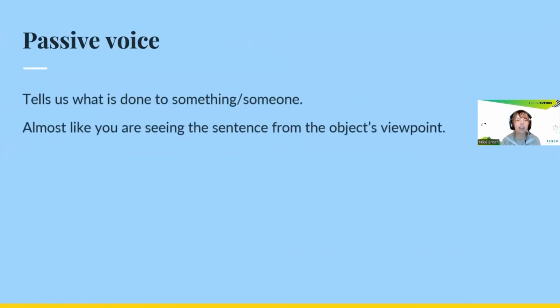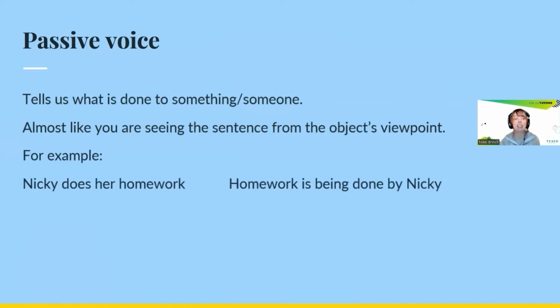So what is passive voice then? Well, it tells us what is being done to something or someone. And this sentence is structured so that you see it from the viewpoint of the object. What do I mean by this? Let's take a look at the sentence that we just did. Nikki does her homework. At the first part here on screen, you have Nikki does her homework. That is the active voice. Below it, you'll see SVO. That's to show you the structure.